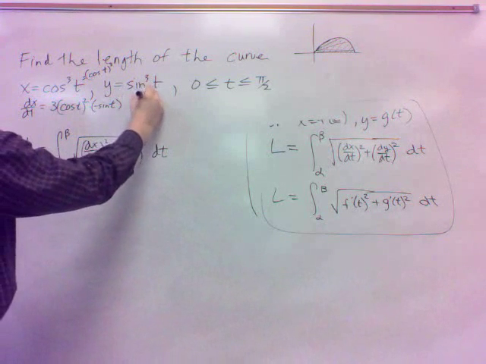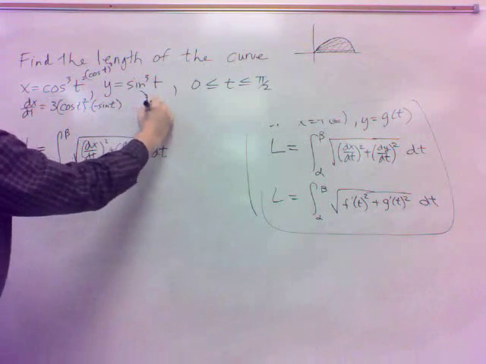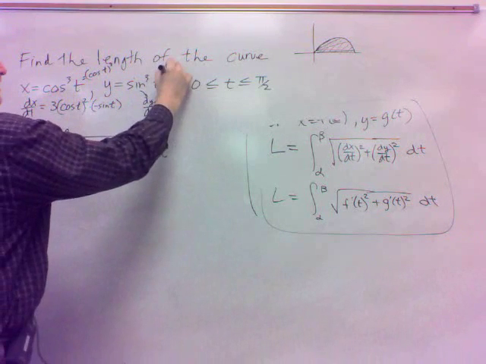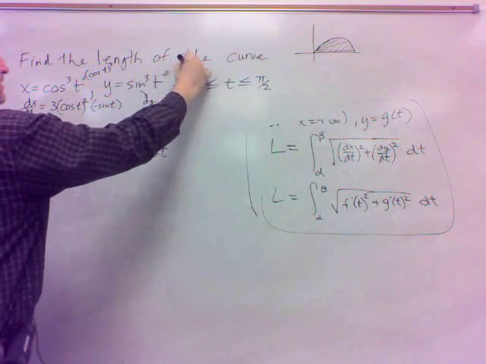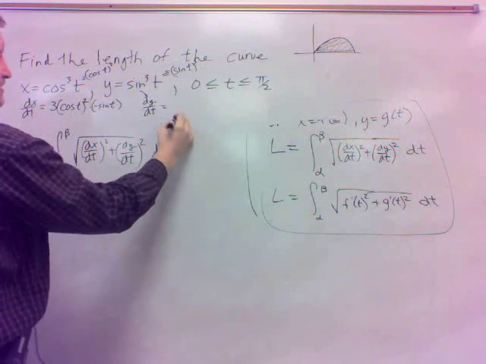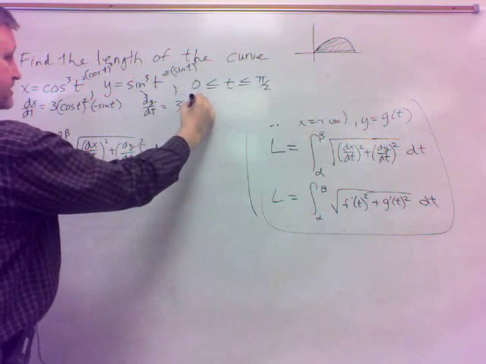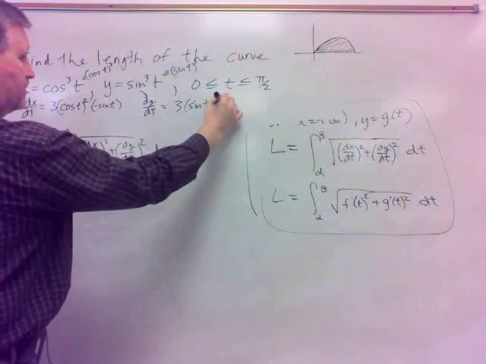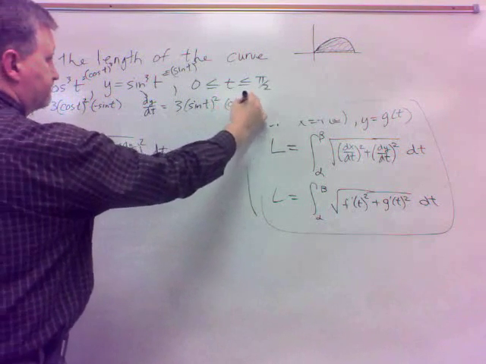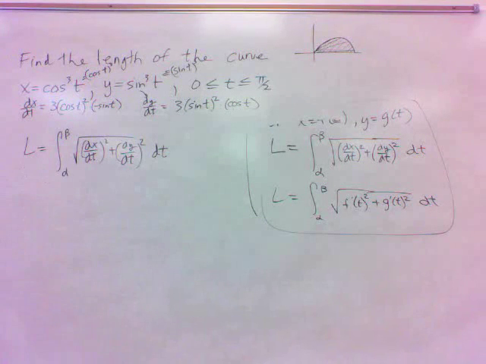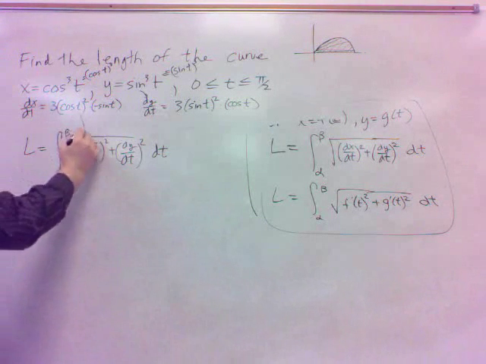I also need dy dt. Well, similar thing for y. That's sine t cubed. So the derivative of it would be 3 sine t squared times the derivative of the inside, which would be cosine. So I plug those in.